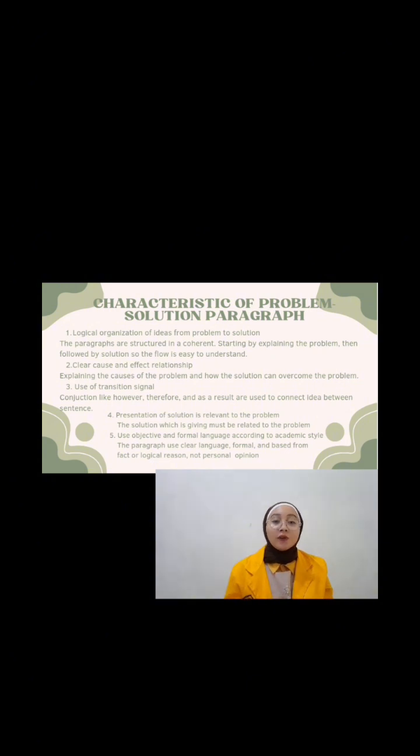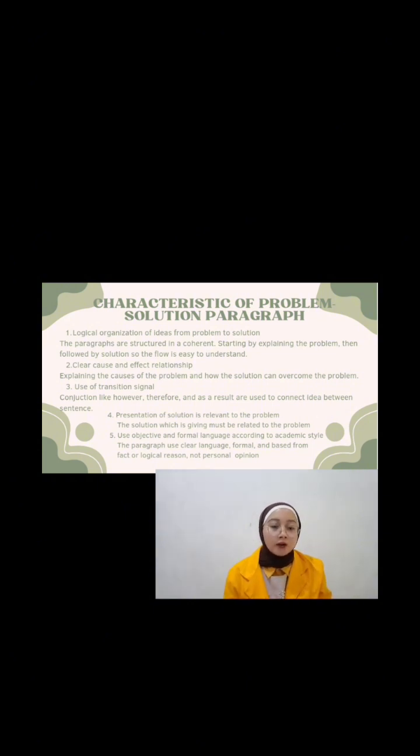Hello. Before this, my friend Dara has explained about the definition and purpose of problem solution paragraph. Now this is my part. I'm going to explain about the structure and characteristics of problem solution paragraph. On the slide of my PowerPoint, I have written that the characteristics of a problem solution paragraph consist of five characteristics.